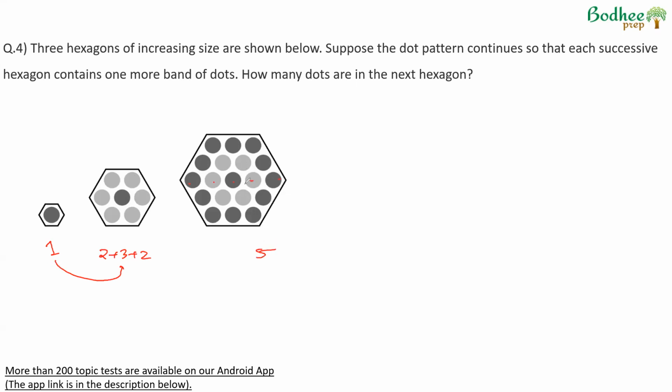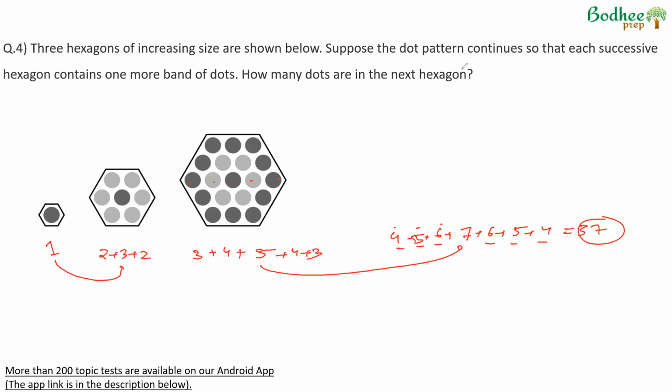On the left side there will be two numbers, 4 and 3. On the right side there will be two numbers, 4 and 3. Therefore, for the next one, the central number will be 7. There will be 3 numbers on the left, 3 numbers on the right. Here there was 1 number on either side, 2 numbers on either side, so 3 numbers, and each number will reduce by 1. So 7, 6, 5, 4. The sum will be the number of dots in the next hexagon. This comes out to 6 plus 5, 11, plus 4, 15, 15, 15, 30 plus 7, 37. Or what we can look at, here the total number of dots is 1.